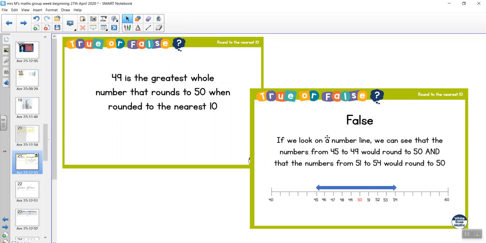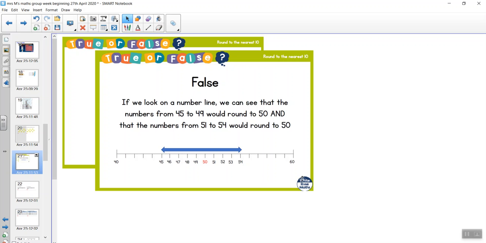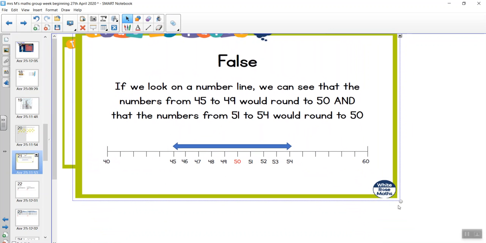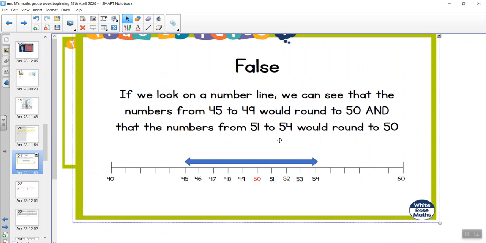No, it's false. If we look at this number line, let's make it big so we can see it, we can see that the numbers 45 to 49 round to 50, but there are some bigger ones that round back down to 50. So 54 is the biggest number that would round to 50.